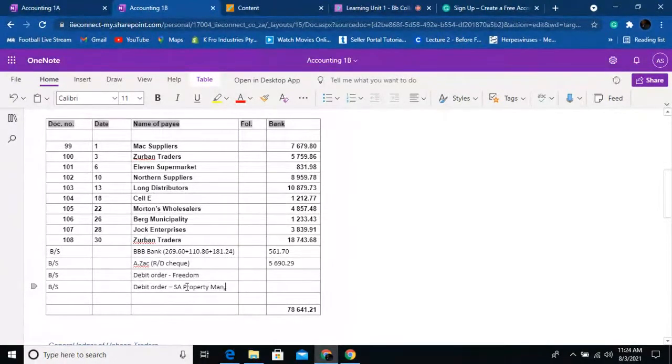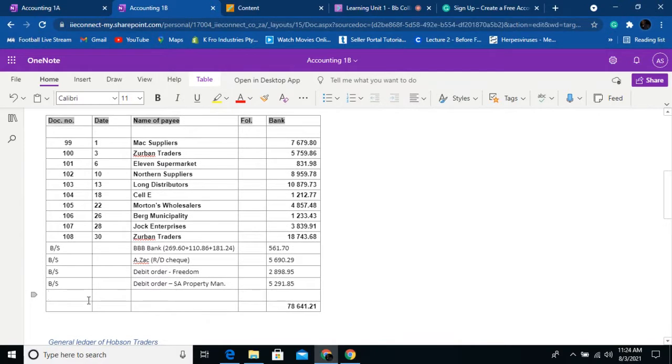Let's say man. What were the amounts there? Here we are looking at 2,898.95, and here we are looking at 5,291.85. Okay, awesome.